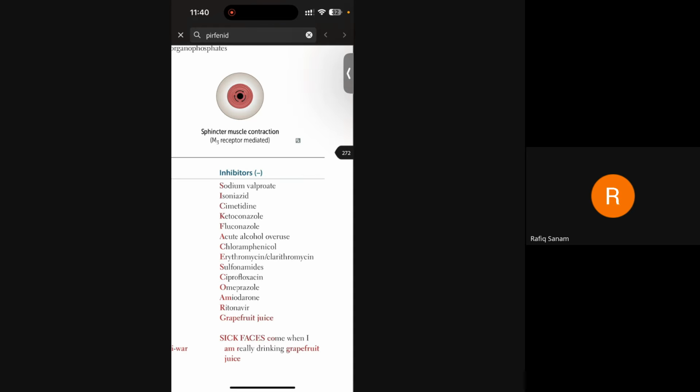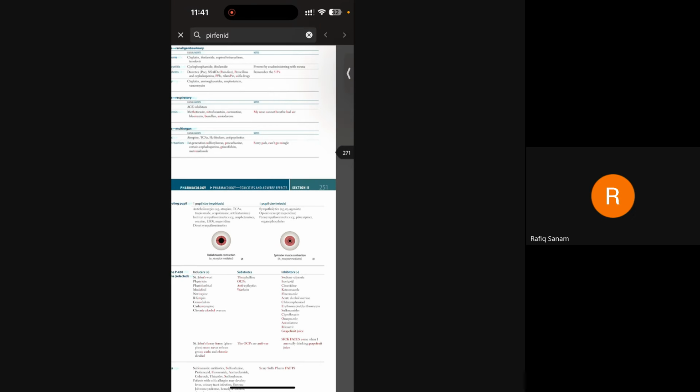Okay, now we have to see all the inhibitor drugs and see which one can be the answer in our case. There is sodium valproate, isoniazid, cimetidine, ketoconazole, fluconazole, acute alcohol, chlorpheniramine, ciprofloxacin, and prazoles. So there is ciprofloxacin here. There is no haloperidol, no nitrofurantoin, no cephalexin. This is all written on page number 251 of pharmacology.